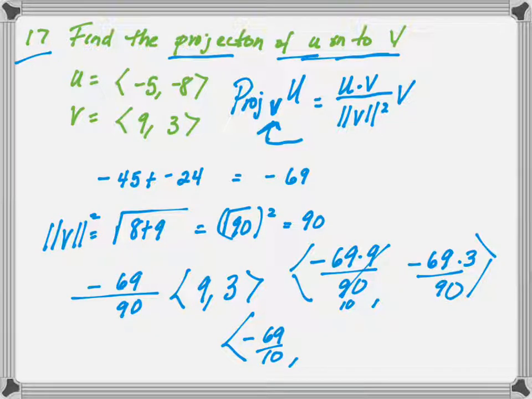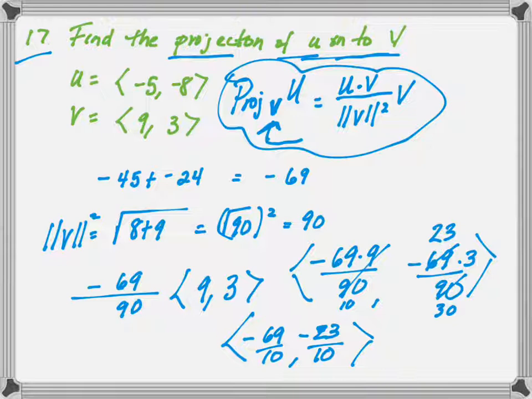And let's see, this would go to 30. And then you can divide this by 3 and you get 23. So negative 23 over 10. So that was 17. That's the projection, so remember this formula for the test.